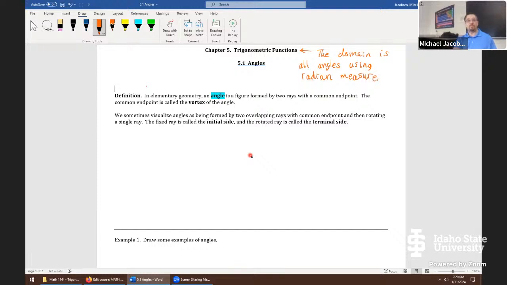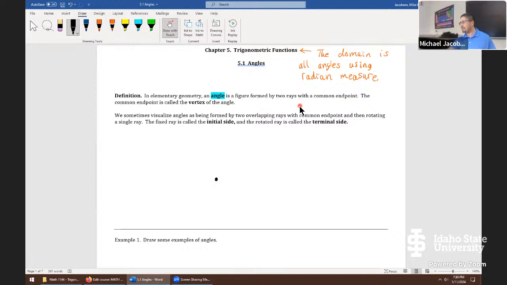So really the major takeaway of section 5.1, we're just trying to get used to radians. But if we're going to get used to radian measures, we need to start with something common, and that is ordinary degree measurements. So here's our first initial definition. It says in elementary geometry, an angle is formed by two rays with a common endpoint, and that's going to be the vertex. Let's throw that there.